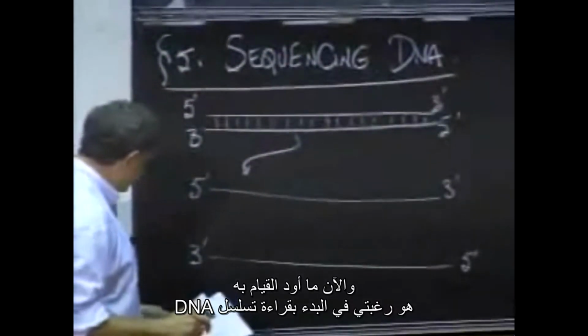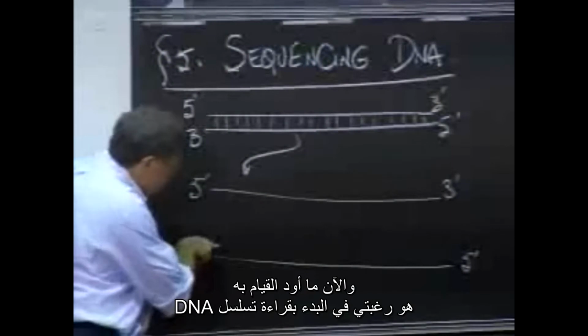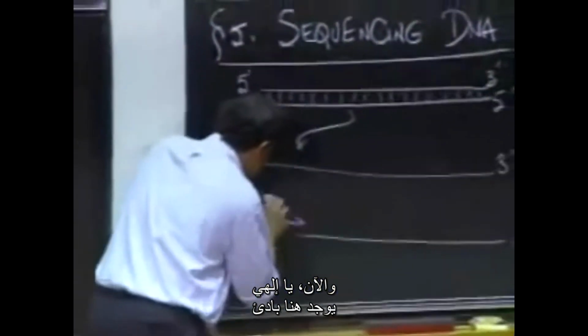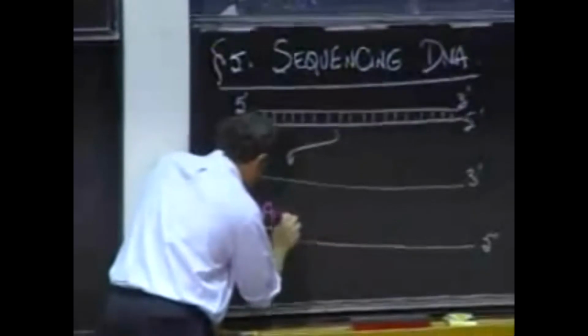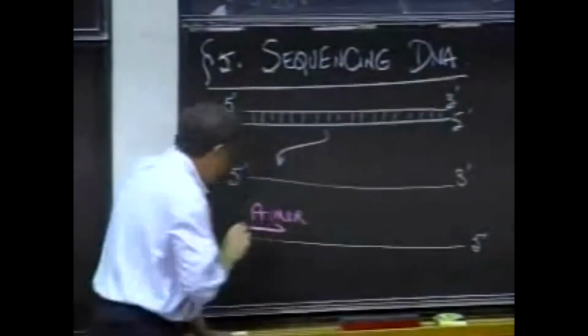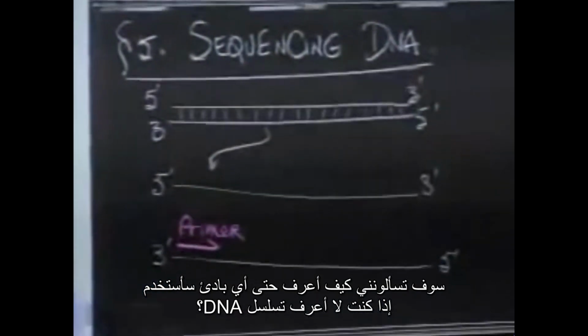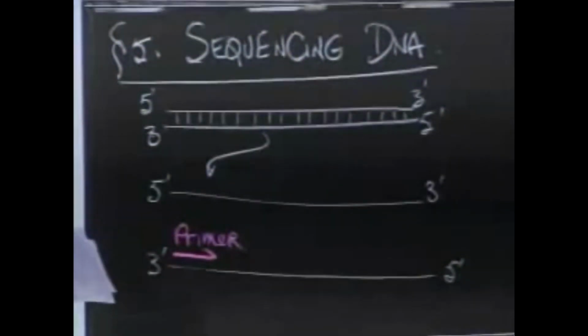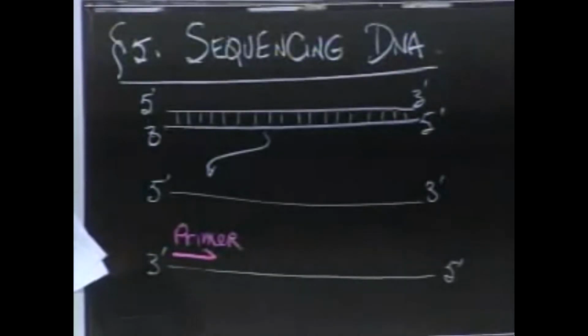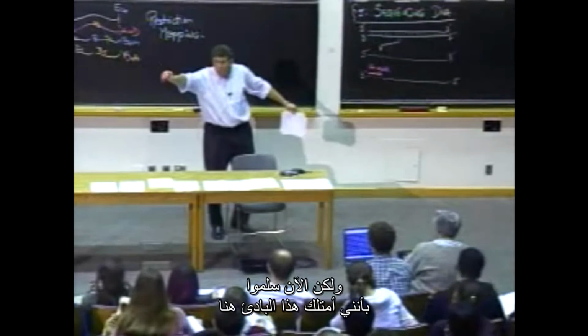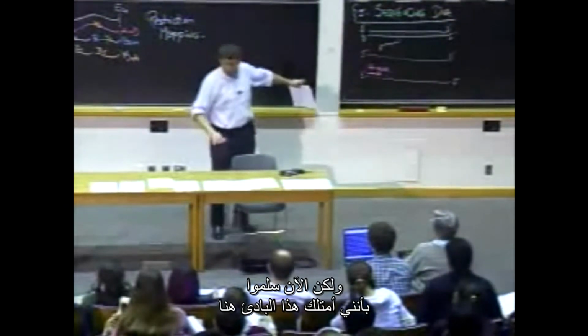Now what I'd like to do is start reading out this DNA sequence. So I'm going to make me a primer. Now, golly, here's a primer. You're going to ask me, how did I even know what primer to use if I don't know the DNA sequence? How can I make a primer? Hold that question. Make sure I remember to come back and answer that, okay? But for the moment, grant me that I have a primer here.